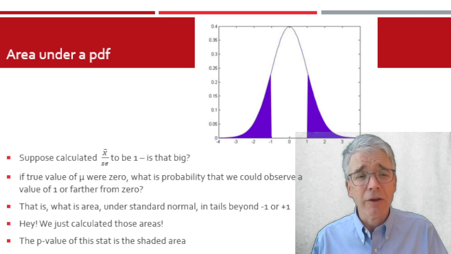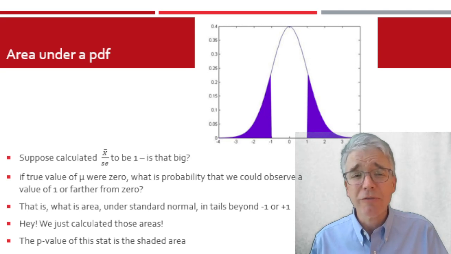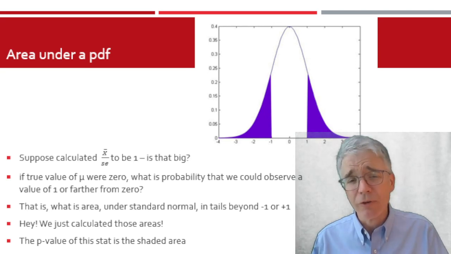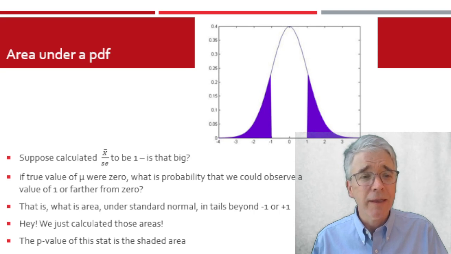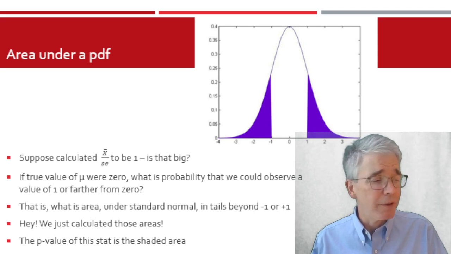In calculating these areas, we find the p-value, because the p-value is going to be that purple area. That's the probability that I could observe a value as extreme as or even farther. We calculate the area under the curve, and that's why it's very important for statisticians to learn how to do that area calculation. It's one of the basic things that we do again and again.